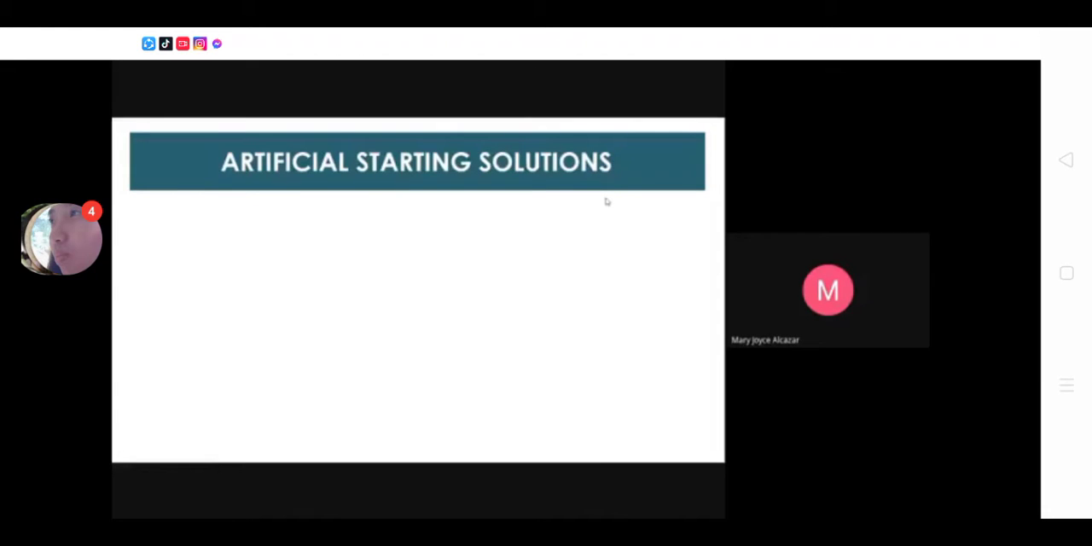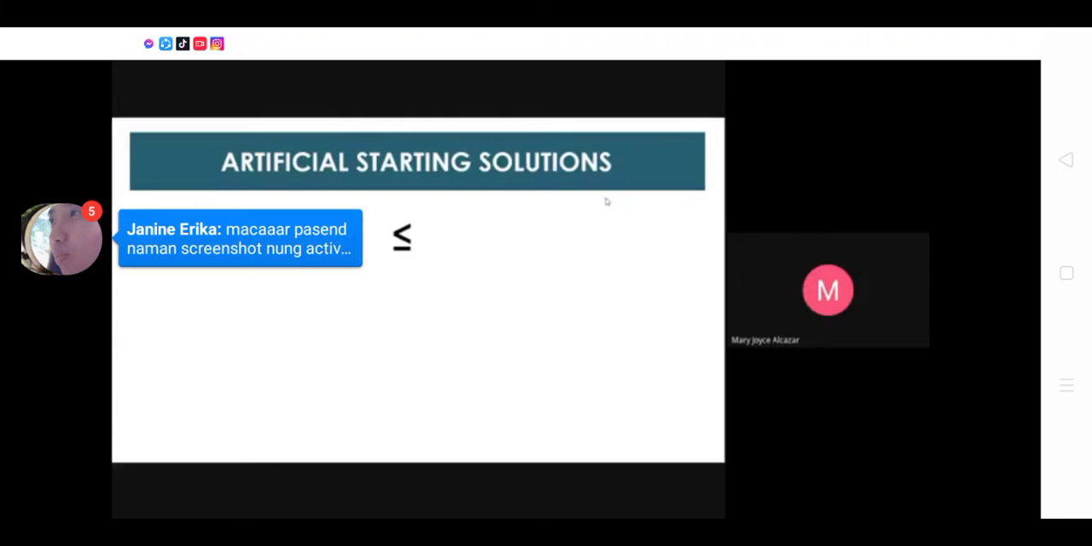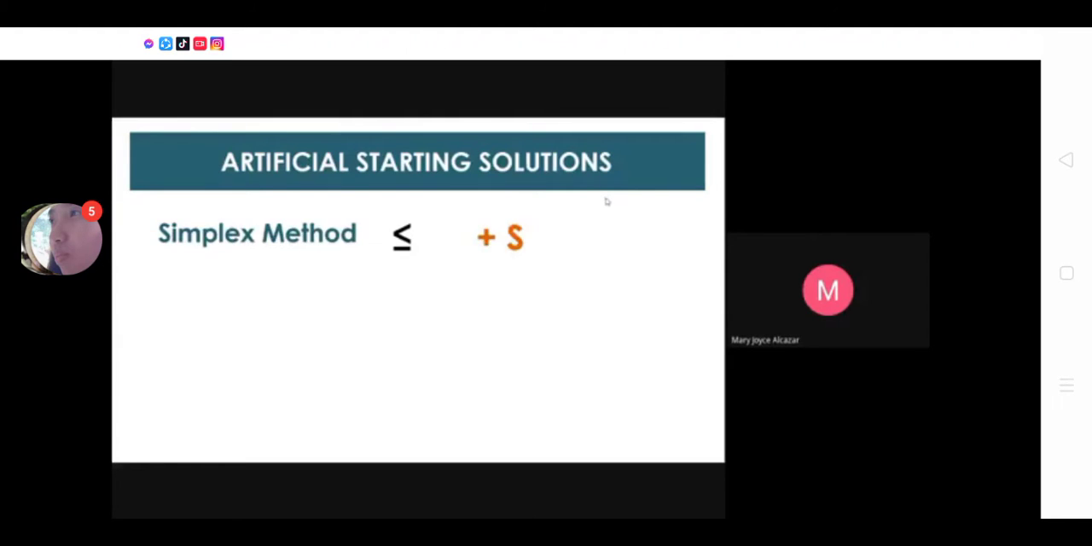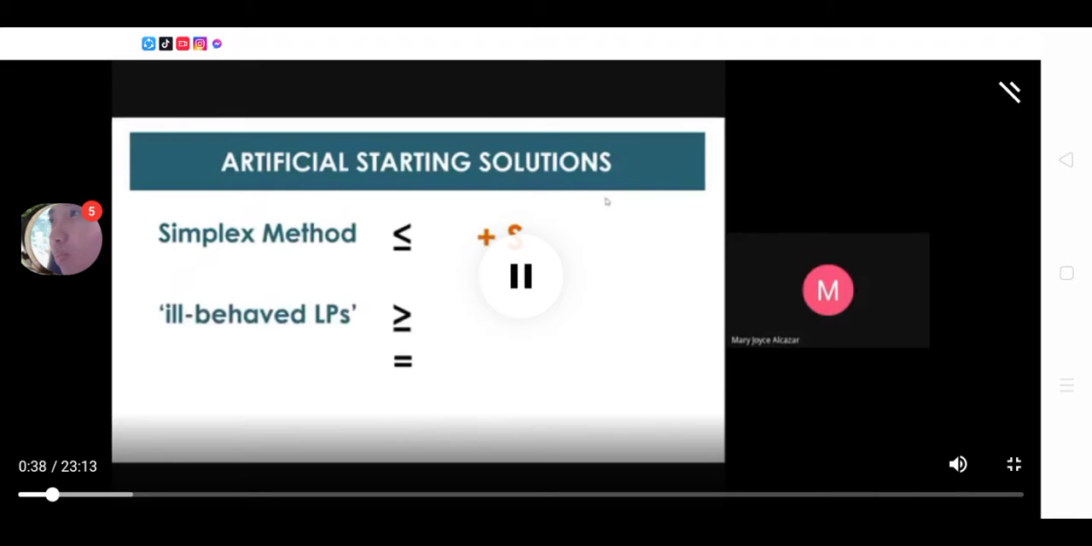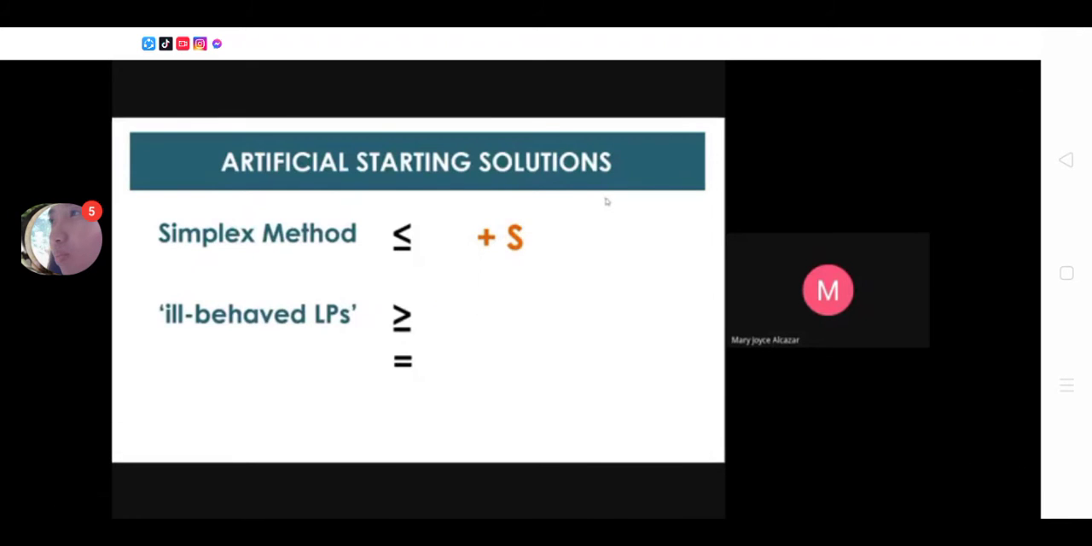So in the simplex method, constraints that have inequality signs of less than or equal to are converted into standard form by adding positive slack variables to the left-hand side of the constraint. For ill-behaved LPs, or those LPs with constraints of the form greater than or equal to and or equal sign, we will use artificial variables. These variables will play the role of slack in the first iterations, but since they are said to be artificial, they have to be disposed of at later iterations.